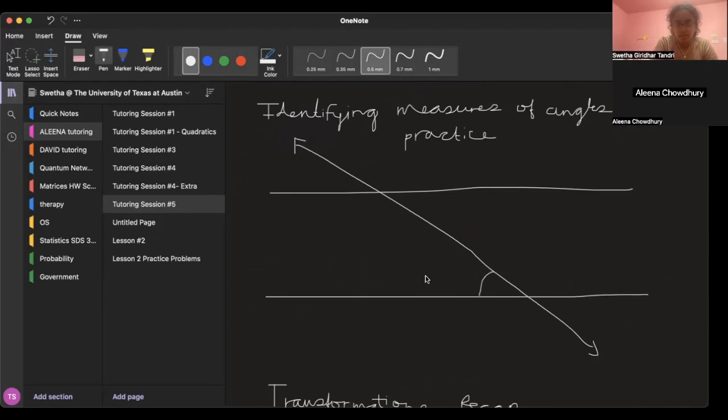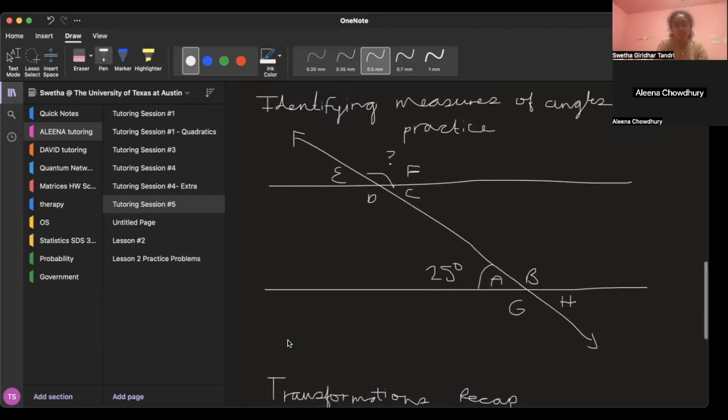So let's say we have this parallel, and this angle right here is 25 degrees. We want to find the measure of this angle. Let's call this angle A. This is angle B. This is C, D, E, F, G, H. I don't know if I missed any. What's given to us is that 25 degrees is the measure of angle A. Wait, let me find a way to rewrite this.